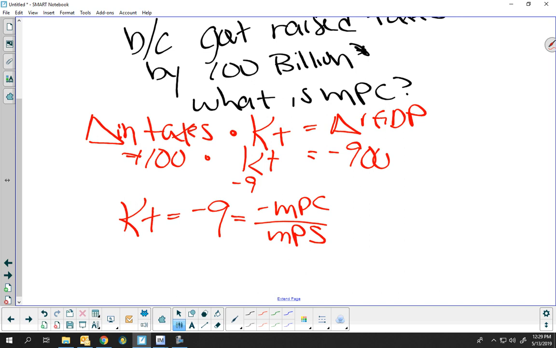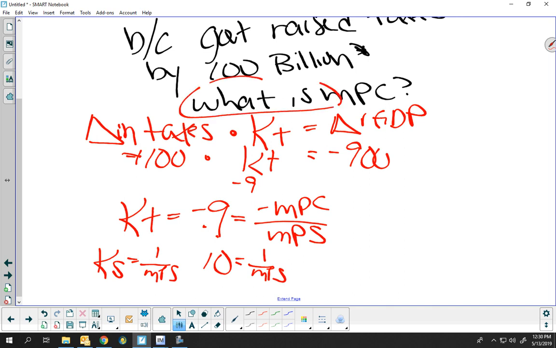I wish this was the spending multiplier. I wish it was KS, which is 1 over MPS, because then I could easily solve that. Oh, wait. I know that if KT is -9, KS, the spending multiplier, is 1 more and positive. So 10. This is the same information. I'm not changing anything. MPC and MPS will be the same for either of these. So this is the tax multiplier. This is the spending multiplier, 1 over MPS. We solve for MPS, and then you can tell me what MPC is, which is 0.9.